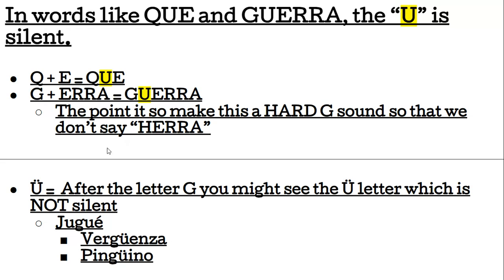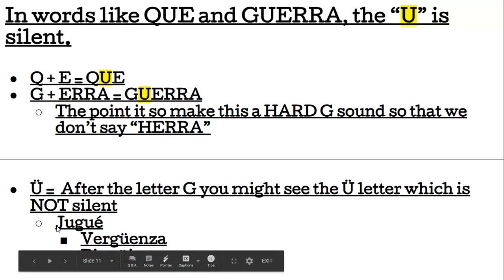And there are. And that is where this funky letter comes up right here. After the letter G, you might see this U with an umlaut. Then it's not silent. See here, there's no umlaut, so it is silent. Here, it has an umlaut. It is not silent anymore. Now notice we said jugué here. We don't say this U. But in this word, we do say the U. This word is pronounced vergüenza.